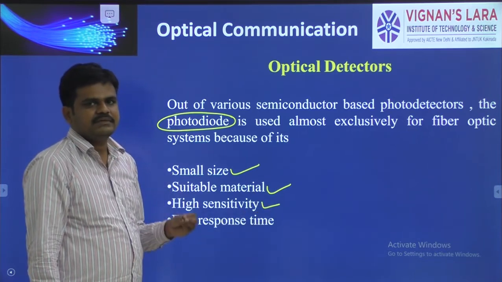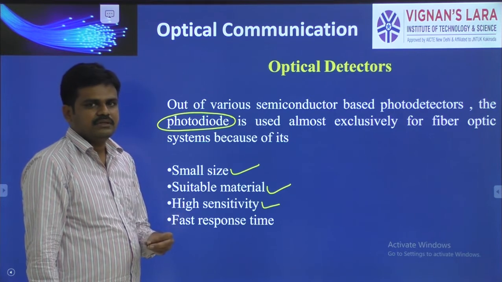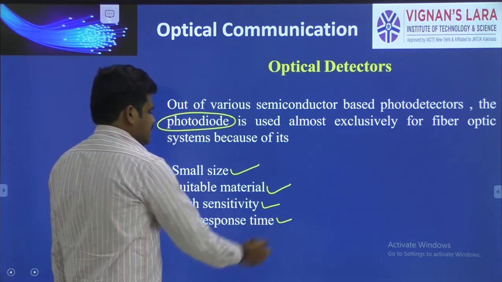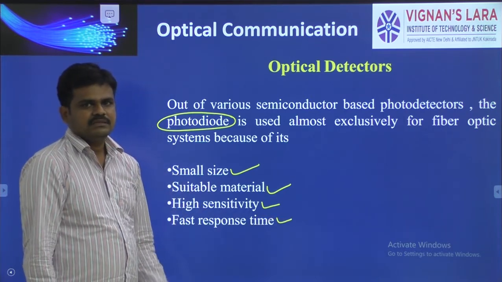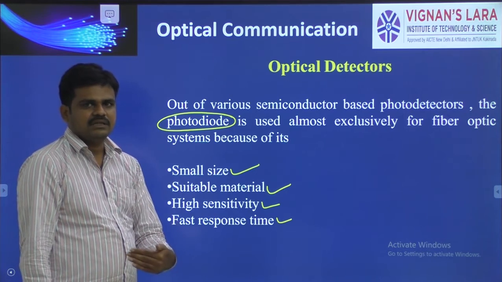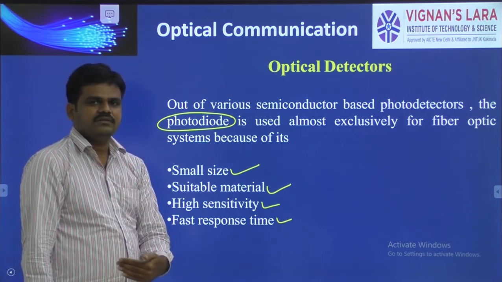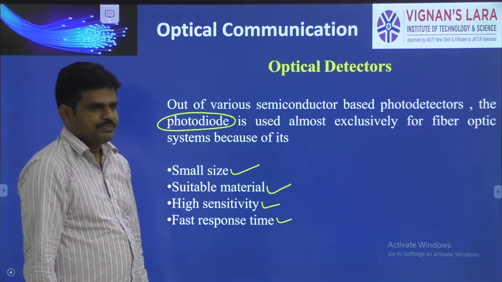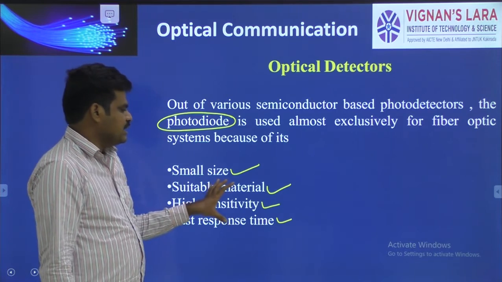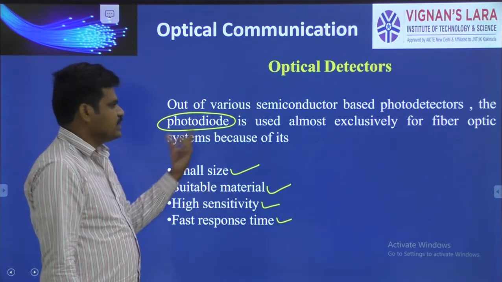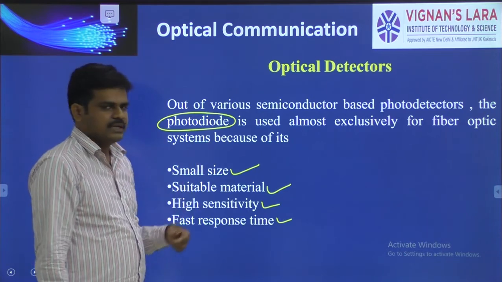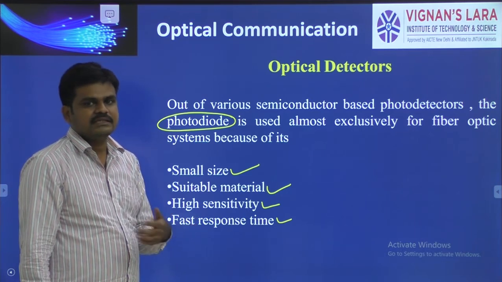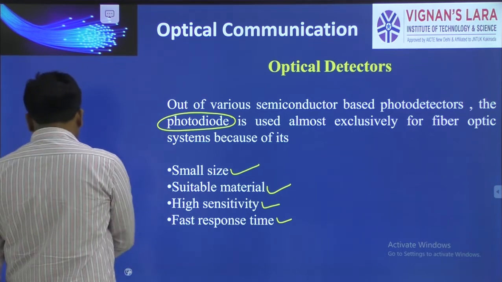That means immediately when the light falls on the photodiode, it will be converted into the varying current. The next one is that the response time is very fast. As soon as the light falls on the diode, within a very, very short time, the output current is produced. Since these advantages are there, the semiconductor based photodiode is preferred as an optical detector at the receiver end of the optical communication system.